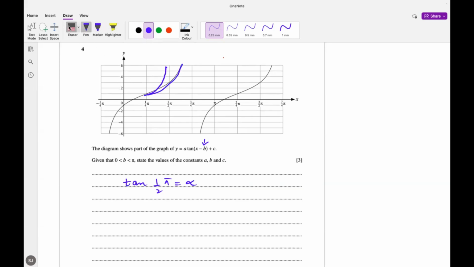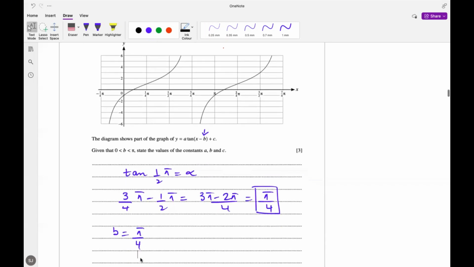So if we find the difference of 3/4 pi and 1/2 pi, so finding the difference of 3/4 pi minus 1/2 pi, taking the LCM, this will become (3 pi minus 2 pi) upon 4. So we can say that the graph has moved forward towards the right by pi/4 radians. So the value of b is equal to pi/4.